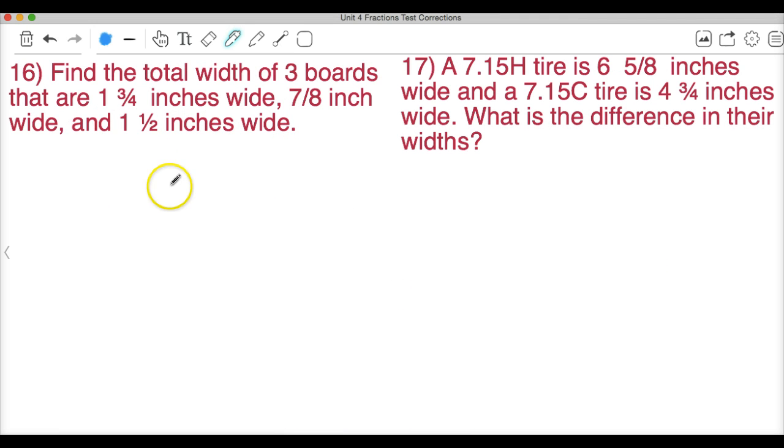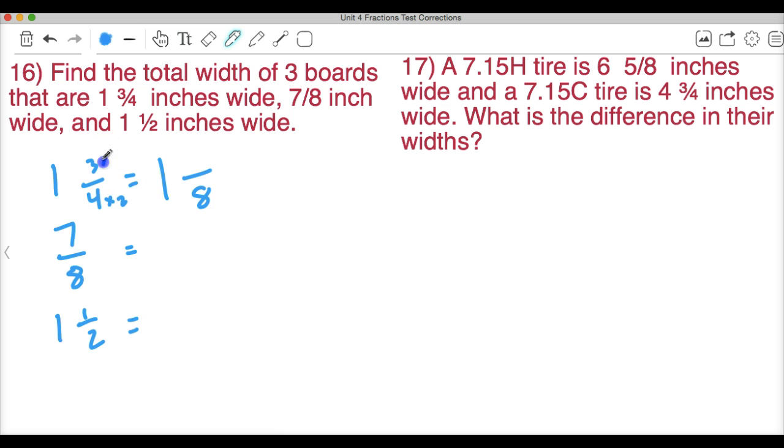All right, the next question is find the total width of 3 boards that are 1 3/4 inches wide, 7/8 inches wide, and 1 1/2 inches wide. So total width of 3, that means I'm going to add these together. So I have 1 3/4, 7/8, and 1 1/2. Looking at my denominators, I have 4, 8, and 2, so I can find a common denominator of 8.